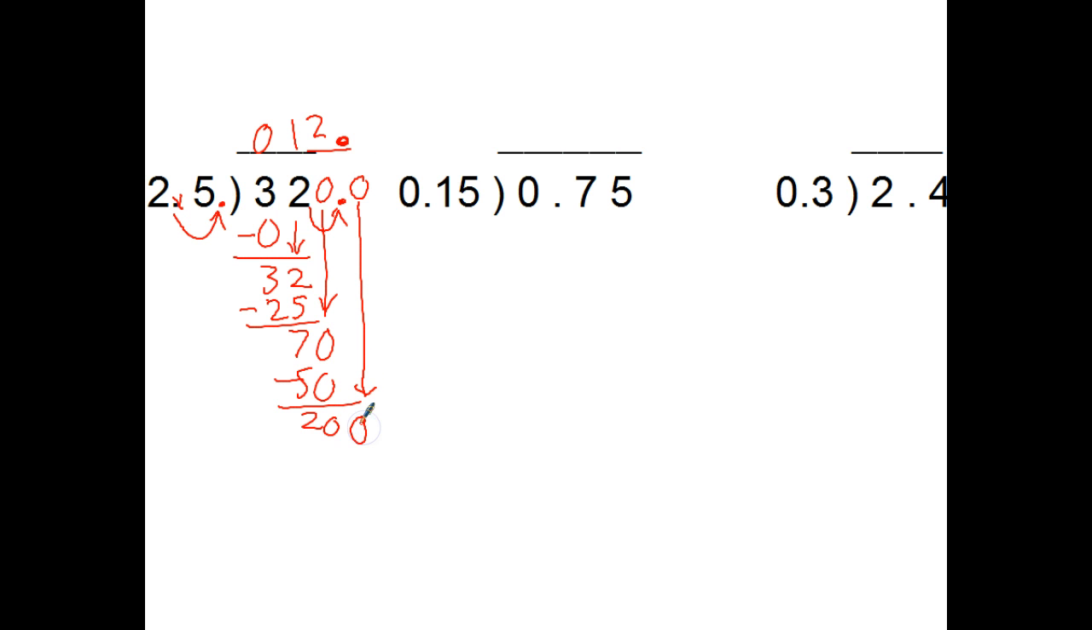After my decimal point, bring it down. How many 25s in 200? And I'm going to have 8. 8 times 25 is 200. So my answer would be 12.8.